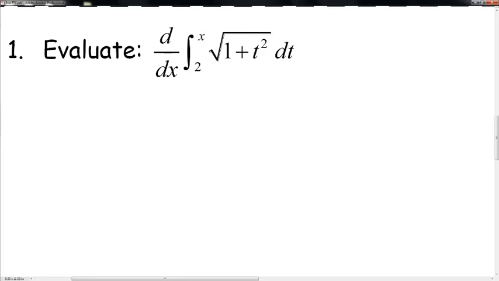So for number 1, evaluate the derivative with respect to x of the integral from 2 to x of the square root of 1 plus t squared. So again, we're going to be plugging in that x in for t. If you want to think about it, if you're taking the derivative of an antiderivative, your derivative and your antiderivative are essentially canceling each other out. And so that's going to be equal to the square root of 1 plus x squared.